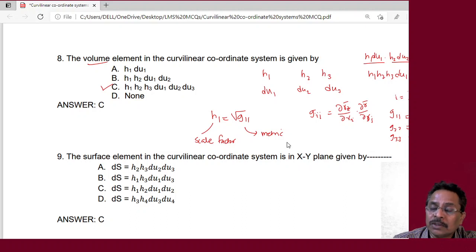So it is the partial differentiation of R bar with respect to u1 into the partial differentiation of R bar with respect to u1. Whenever this type of differentiation is obtained, it is a scalar product of these two vectors, and then we get g11. Once we obtain this metric coefficient, we can obtain h1, h2 as well as h3 from this simple definition. So h1 is given by root g11. That will be needed in the further discussions too.